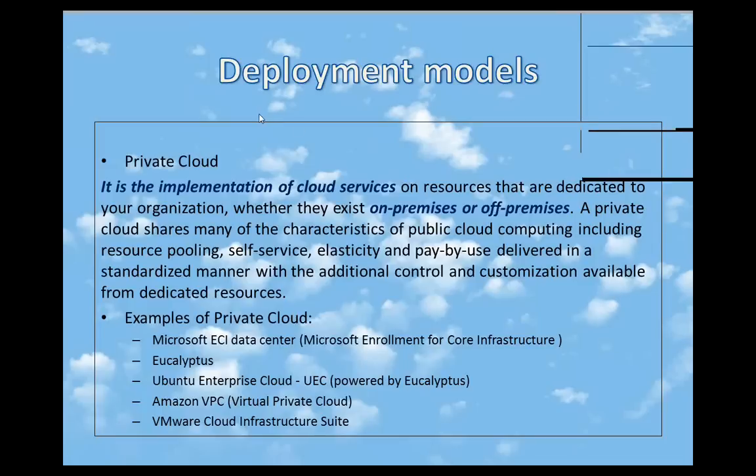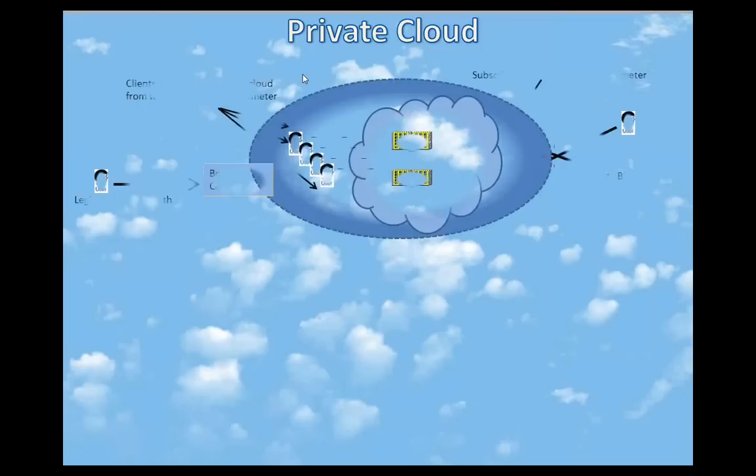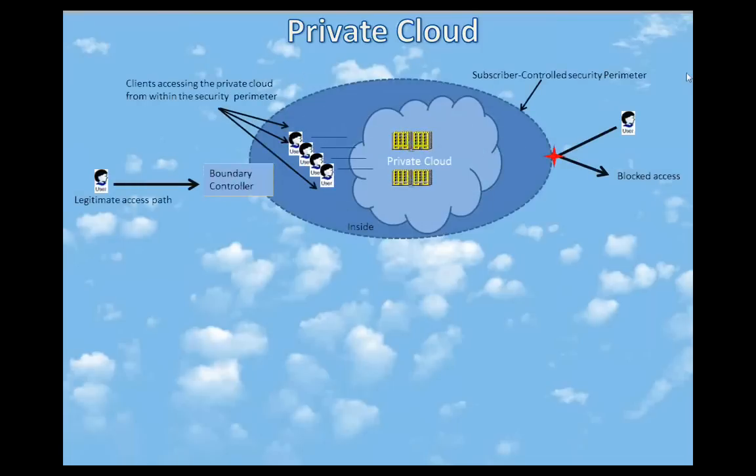So let's see using some diagrams how the private cloud looks. As I said, there are two models: one on premises and another off premises. If I talk about an on-premises private cloud, it looks similar to this diagram. And as I said, it's on premises.